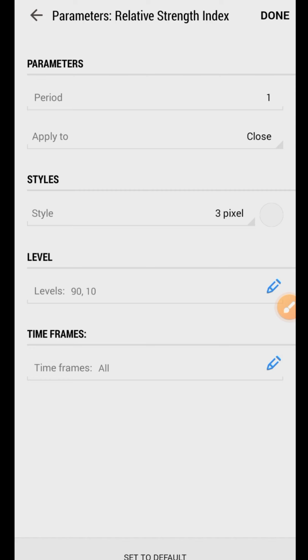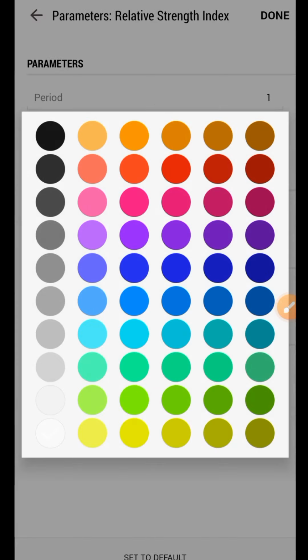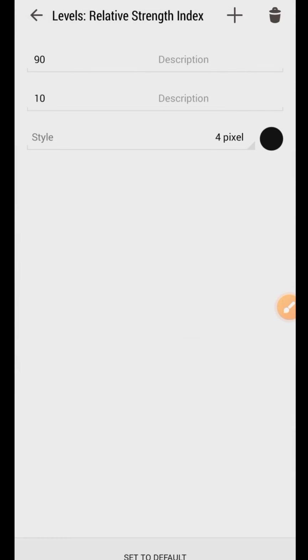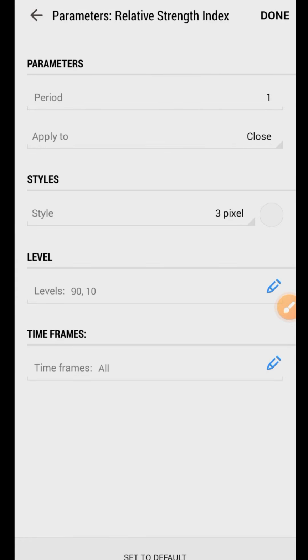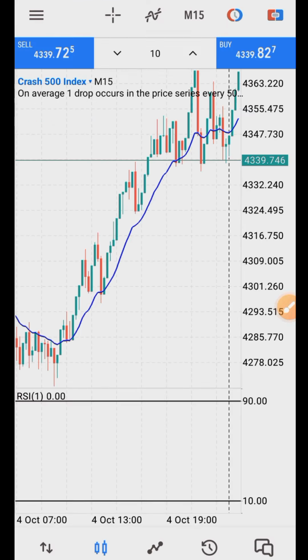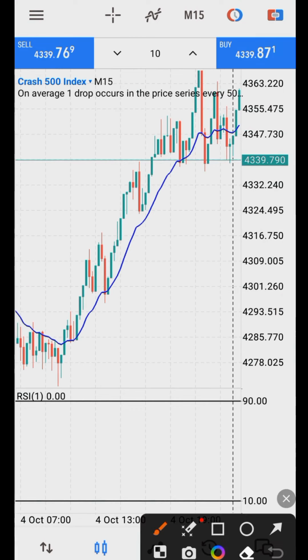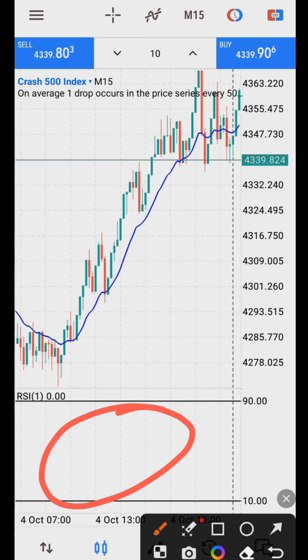This is where you will come, under this style. Choose the color of the background of your chart. If you are using a dark background, you have to choose black. If you are using white like mine, choose white here. So what else? Come to the levels. Under the levels, we need to use level 90 and level 10. After we have done that, then go back. You understand? Click on done. If you do that correctly, you should be able to see this on your chart. You understand? It has to be plain. It contains nothing at this stage. If you do it correctly.